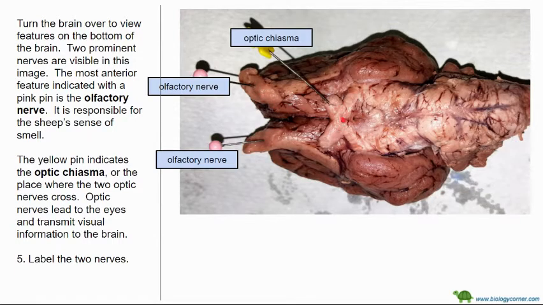The yellow pin is pinned into something that looks like an X, right? That's the optic chiasma. That's where the optic nerves come from the eyes and cross over to go into the brain. So that's the optic chiasma.